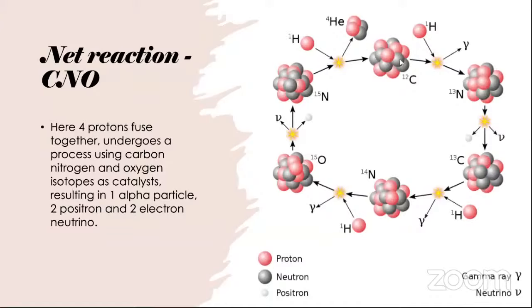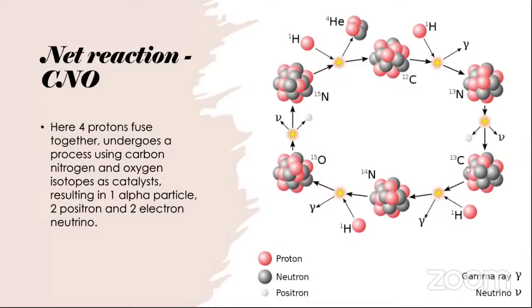Here you can see carbon-12 fusing with one proton, giving nitrogen-13 plus one gamma particle. This is an unstable isotope which undergoes beta decay and gives carbon-13, one neutrino and one positron. This positron captures another electron and gives out two gamma rays, but that is not shown here.